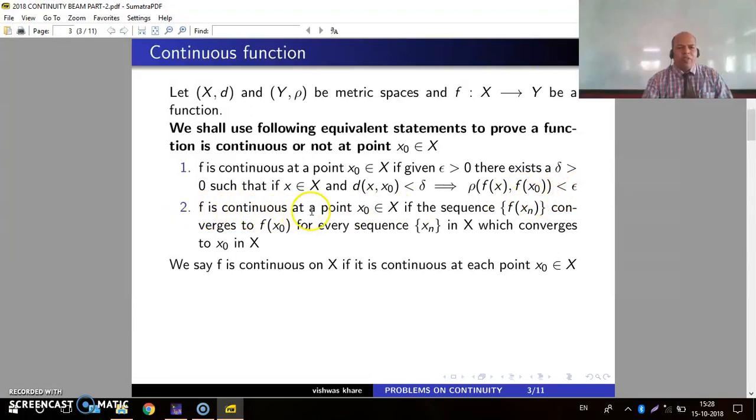Second, f is continuous at a point x0 belongs to X if the sequence f(xn) converges to f(x0) for every sequence xn in X which converges to x0 in X. We say f is continuous on X if it is continuous at each point x0 belongs to X.